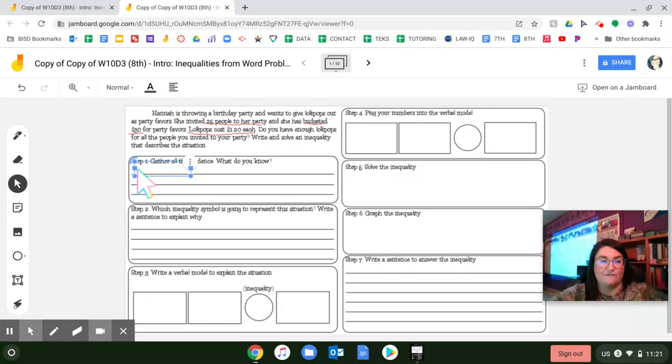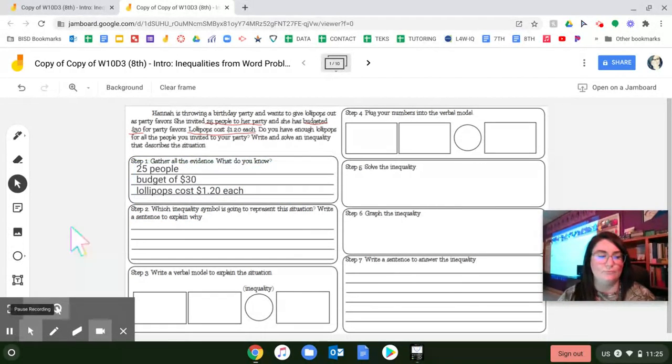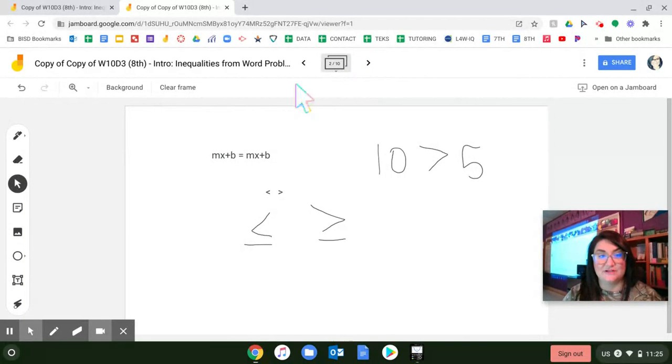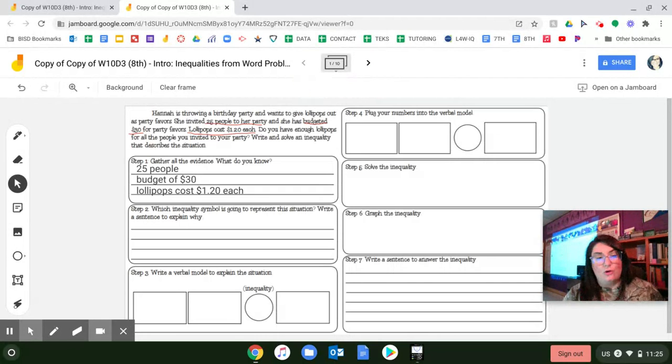Here is the information we gathered: 25 people, a budget of $30, and lollipops cost $1.20 each. The next thing we need to think about is how we would write an equation in this mx plus b form. We have to determine first, what is the changing amount? What is the slope?